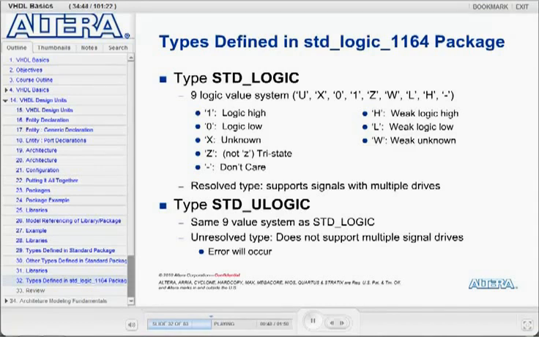The way standard logic works is that if you have a signal that has multiple drivers, then the standard logic value system always is a resolved type. So for example, if I have one driver that is driving a 1 and another that is driving a Z for tri-state, then the result value of that signal will be a 1. If I have one driver that is driving a 1 and another driver that is driving a 0, then the result value of that bus would be X for unknown.